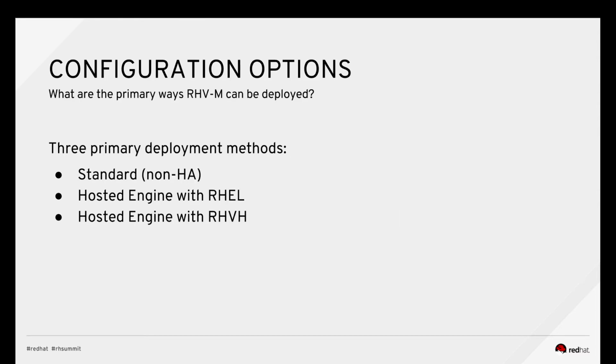So the configuration options. There are three primary deployment methods. There is the standard deployment method. This is non-highly available. So that would be running RHV-M as a native application on bare metal, or running RHV-M as a virtual machine in another virtualization environment, in another deployment on a RHEL with KVM environment, or running RHV-M in hosted engine with RHEL, or running hosted engine with the Red Hat Virtualization host. And that last option is what we're going to focus on today in terms of the demos.